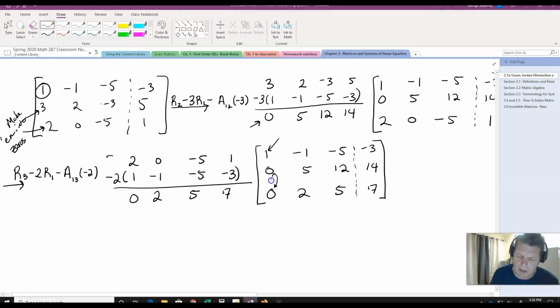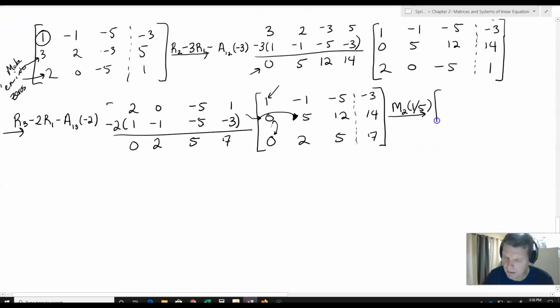Now what I want to do is I want to get a leading 1 right here, okay? In the second row, second column, if it's possible. So let's see what we can do. Basically what I'm going to do is I'm going to multiply row 2 by 1/5. And that will then give me 1, -1, -5, -3, 0, 1, 12/5, and 14/5. And then 0, 2, 5, and 7.